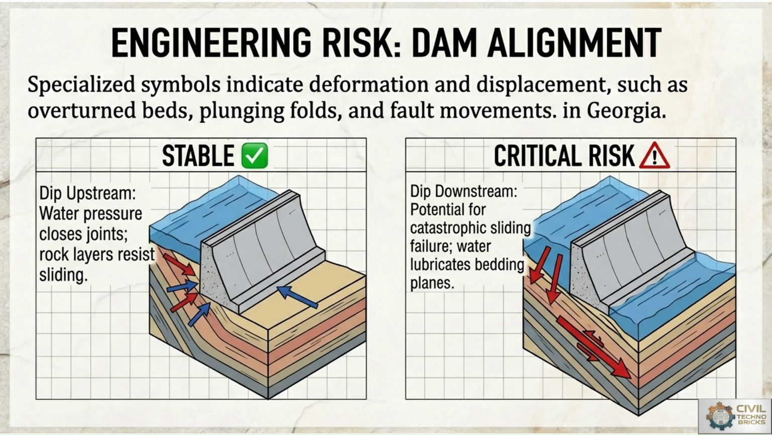When bedrock dips upstream, reservoir water pressure tends to close joints and improve stability, just like image 1. When bedding planes dip downstream, water pressure may promote sliding along the discontinuities, just like image 2. This condition can create catastrophic instability and increase the possibility of structural failure. Therefore, detailed geological investigations are mandatory before site selection for any dam site or the designing of reservoir structures.